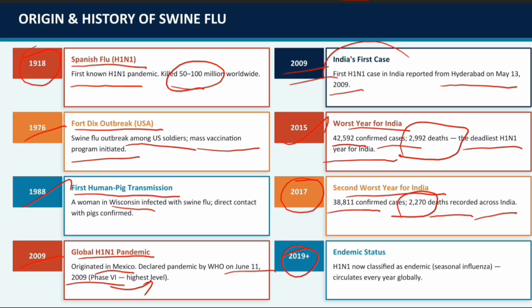And 2019 onwards, endemic status. H1N1 is now classified as endemic after 2019, meaning it is like a seasonal flu that regularly circulates every year globally. This is considered endemic status. We'll see what is endemic, what is pandemic, and what is epidemic. Everything we'll see later.